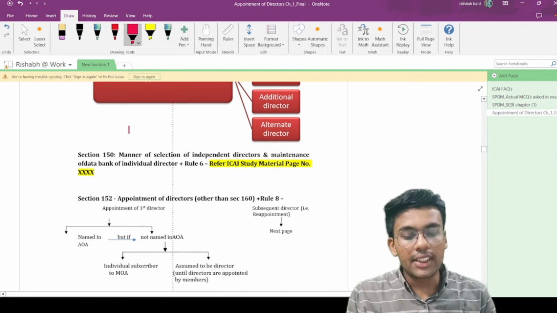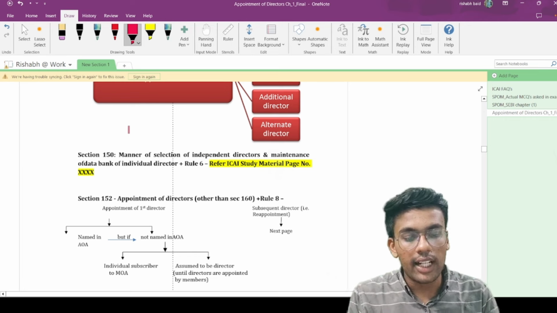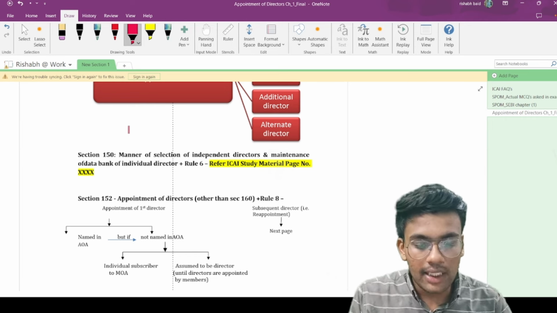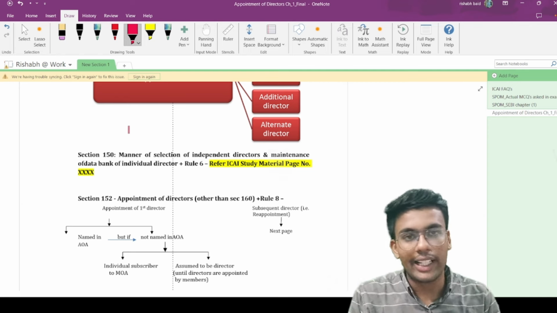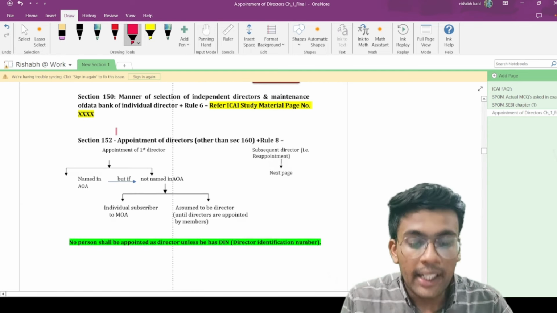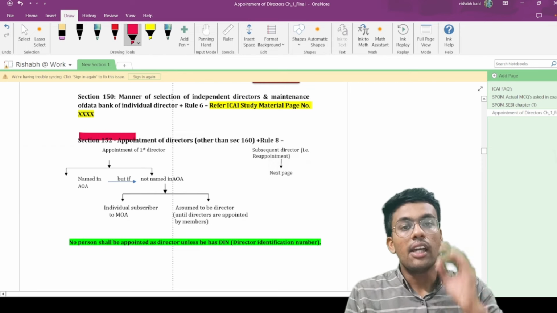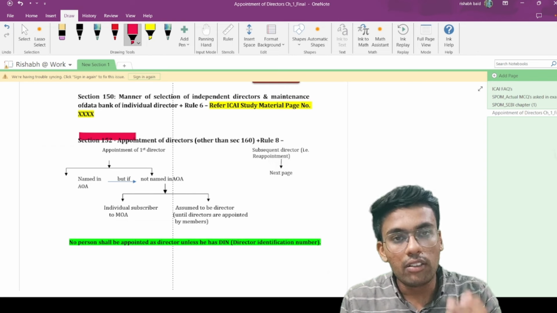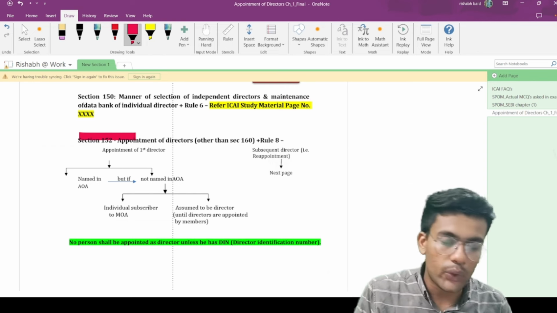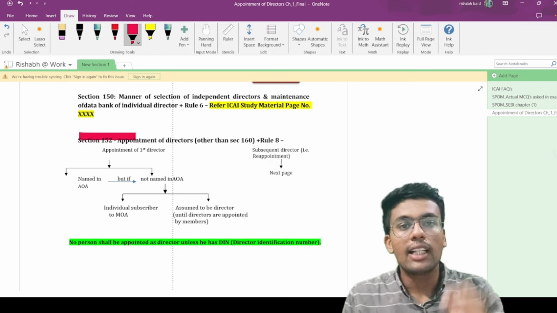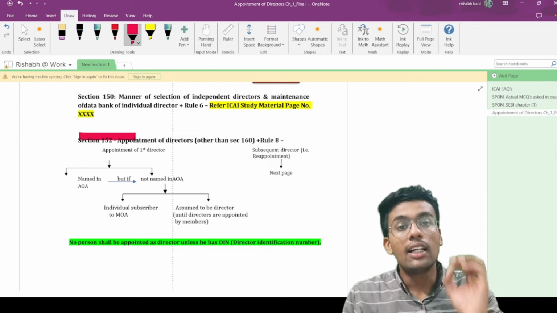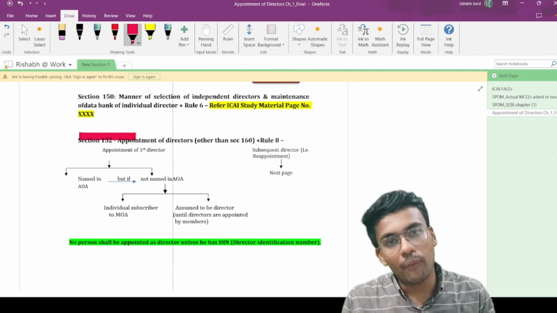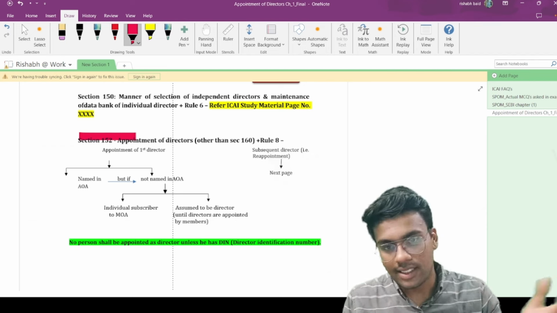Now section 150 says the manner of selection of independent directors and maintenance of data bank of individual directors. Kindly refer to the ICA module. I forgot to mention the page number. When I upload this PDF on Telegram, I will update the page numbers there. Section 152, appointment of directors. When to appoint a director? The names of directors would be mentioned in the articles of association of the company. But in case a director's name is not mentioned, then the subscribers to the memorandum shall be considered as directors until they are reappointed by the members in the general meeting.